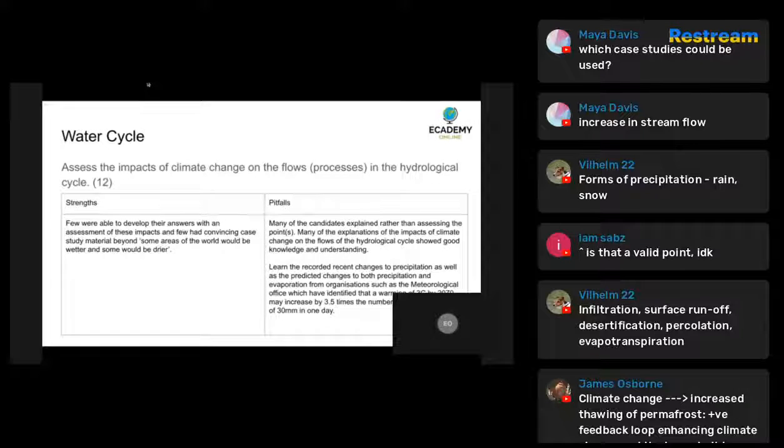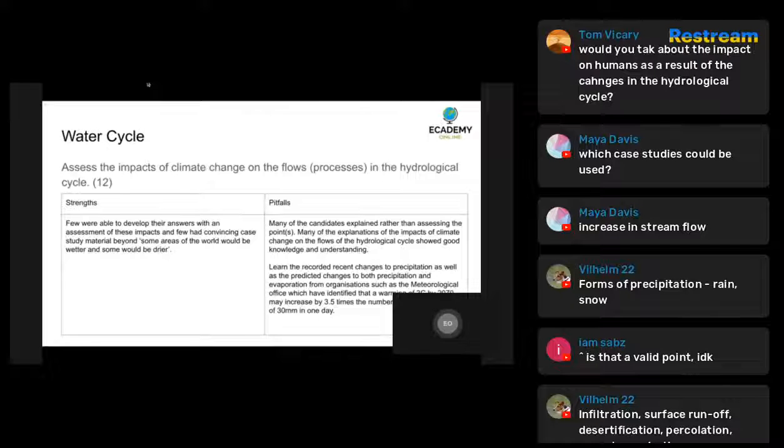So again, what you were all saying here in the chat regarding increased precipitation and evapotranspiration, these are all great things to write in the exam. However, if you are not qualifying those points with data or information which gives concrete evidence for the point that you're trying to make, then you're not going to hit top band for this question itself. Okay.